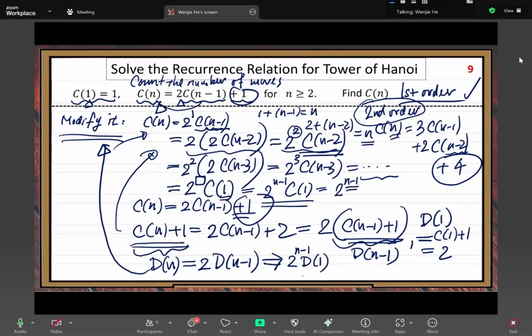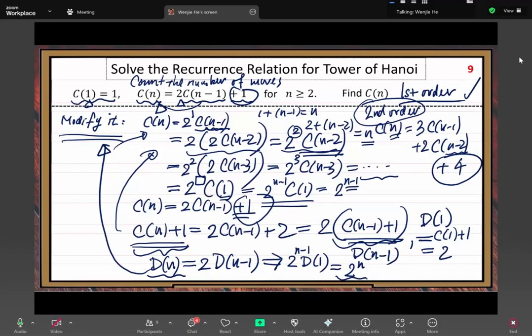2 to the n minus 1 times D of 1. D of 1, we know it's 2. Then we multiply 2 for the D of 1, we get 2 to the n. So D of n function is 2 to the n.